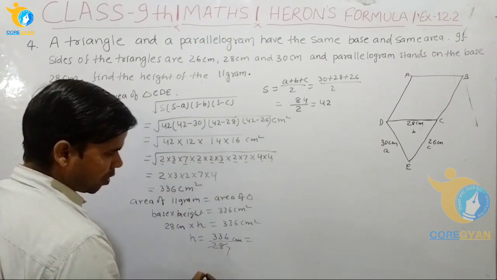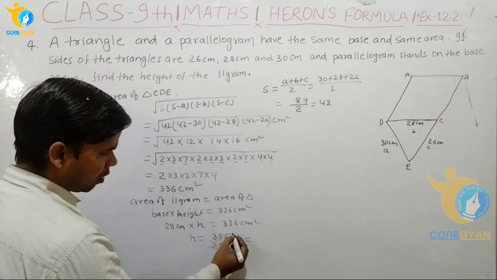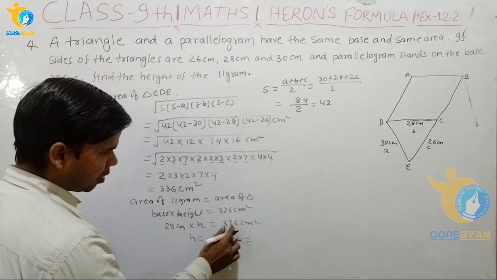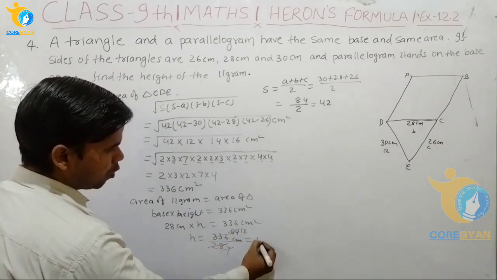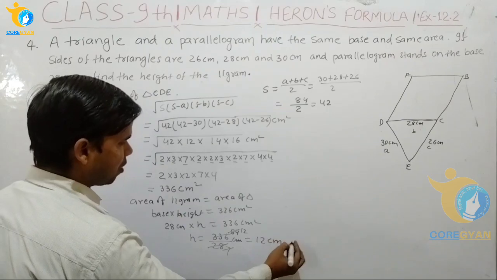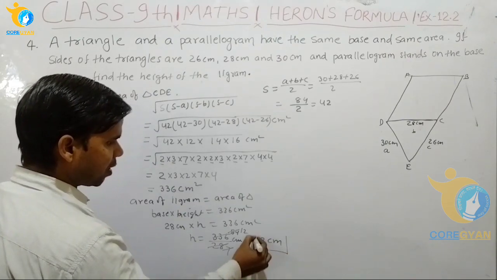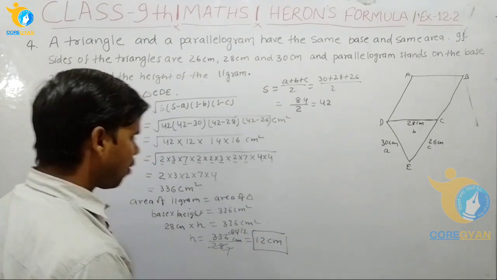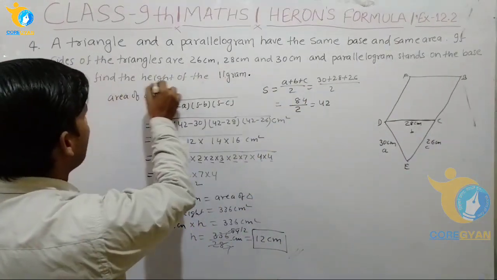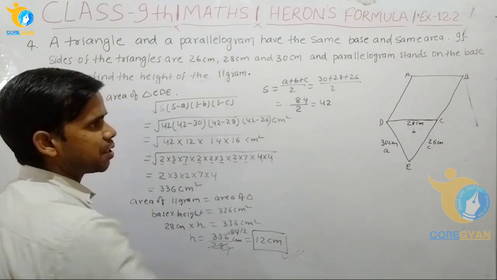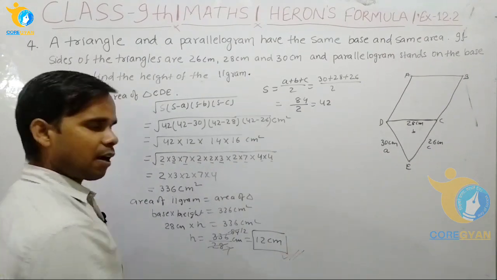Solving this: 28 times 12 is 336. So 12 centimeter. Finally, the height of the parallelogram is 12 centimeter. Final answer.